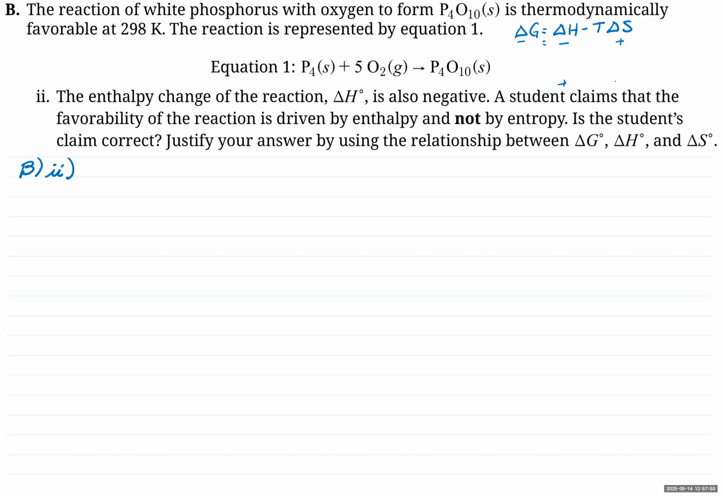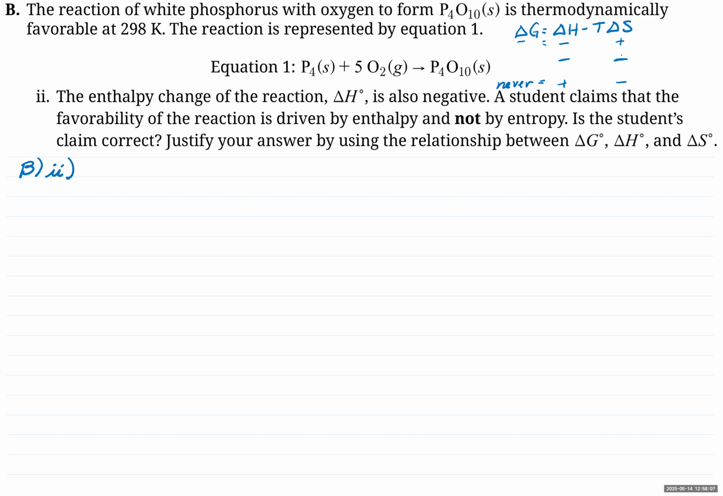And conversely, the opposite is true. This is the one that is never favorable or spontaneous. So let's look at what's going on in our system. In our system, we have delta H negative and delta S also negative.